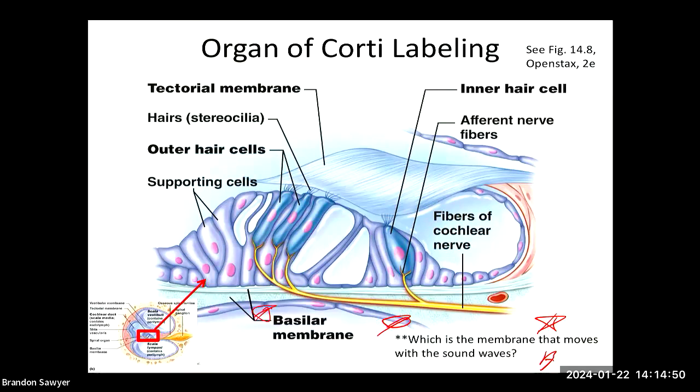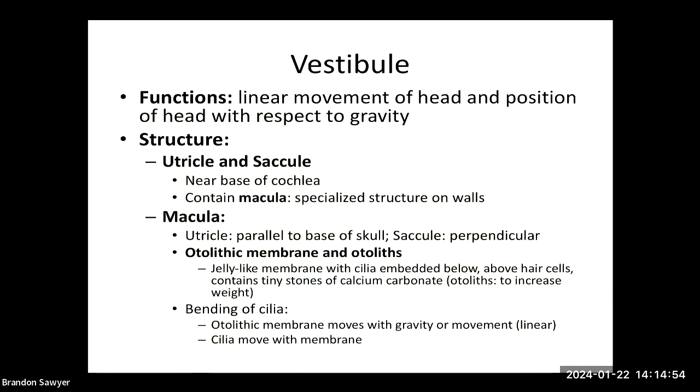Okay. Gonna move on to the vestibule. All right, so that's our cochlea. The vestibule, again, has those two main functions that we talked about. It lets us know about linear movements of the head and just the static position of the head. The special structures we find on the inside are called macula, and there's two different ones. One of them is called the utricle. The other one is called the saccule. These are both kind of right at the base of the cochlea.